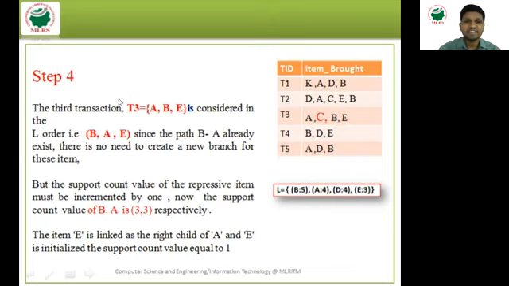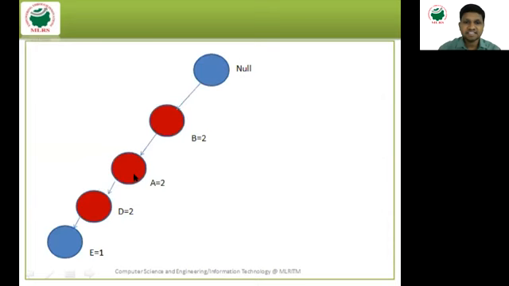So again rearrange the values in L order list. B, A, E. B value 4. Sorry, B value 5. A value 4. E value 3. Since the path BA already existed, BA is existed, right? Where BA is existed, but E is not in continuing the existing branch. So D is broken, right? So now the path goes like this, right?